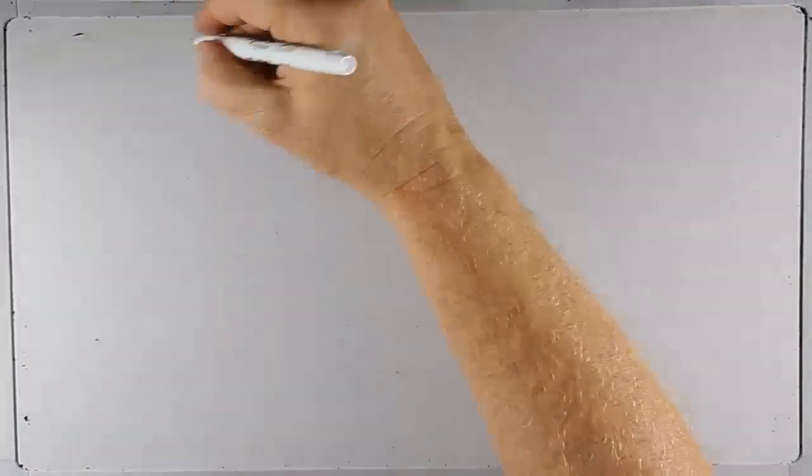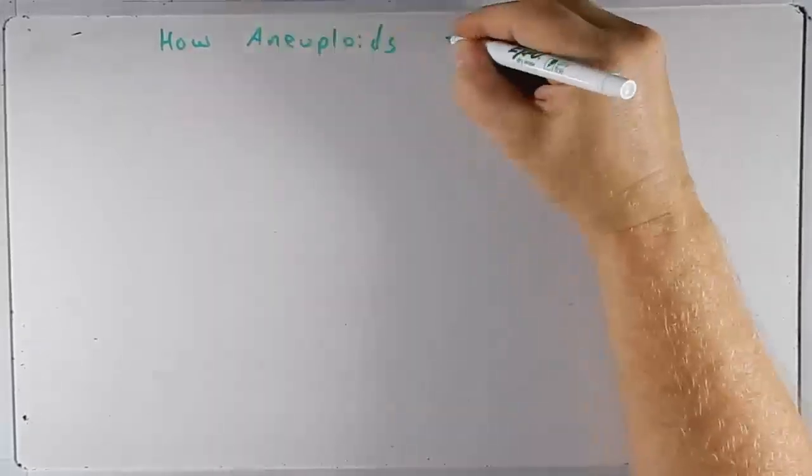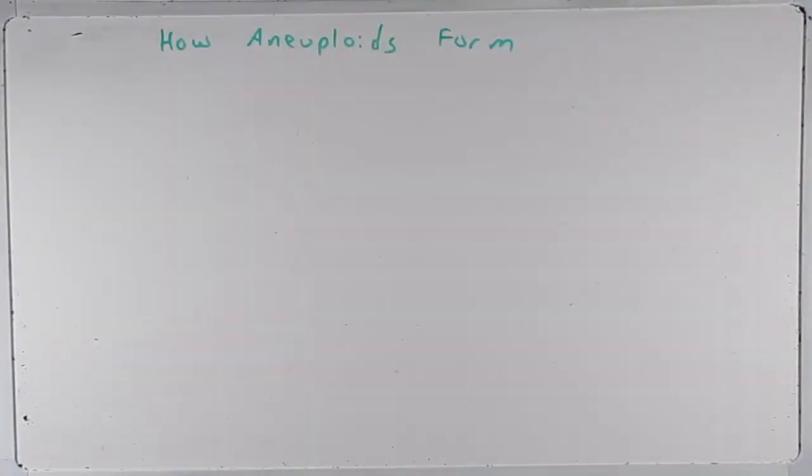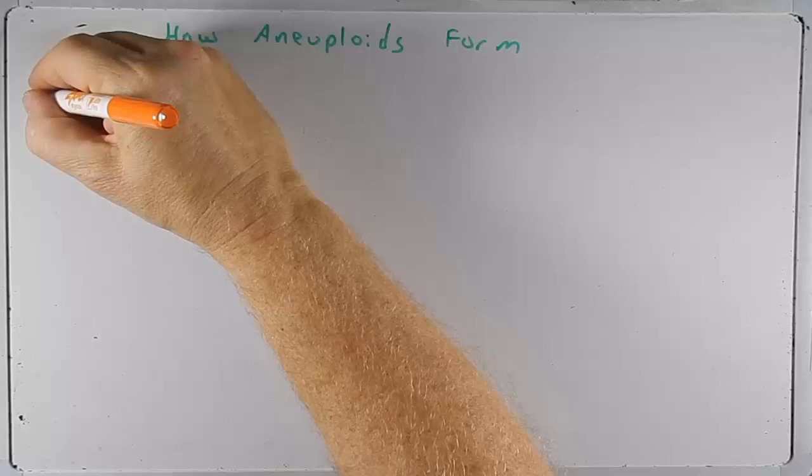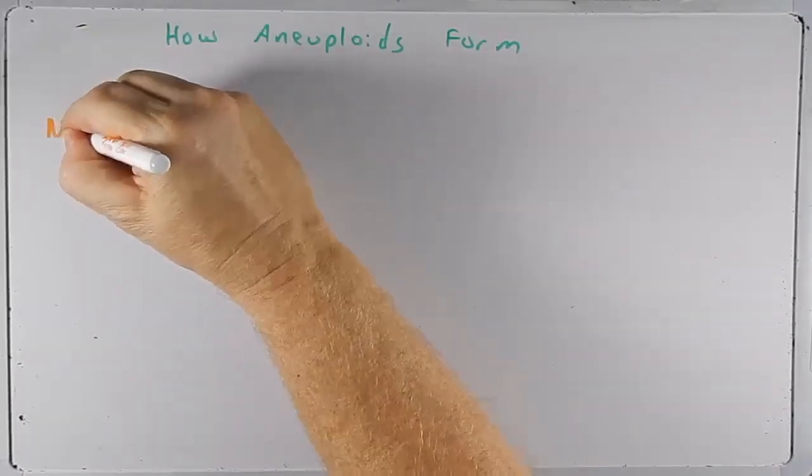Now I want to spend just a little bit of time talking about how aneuploids form. We already said it usually results due to egg development during oogenesis. But don't forget, it still can occur due to problems during sperm development. Now, I'm not going to go into great detail about how aneuploids form, but you should be aware of non-disjunction.